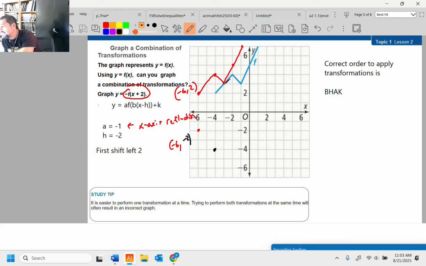This dude is at negative 3, 3. Now it's going to be at negative 3, negative 3. This guy right here is at negative 2, 5. Still going to be at negative 2, but now we're going to be at negative 2, negative 5. And then the last one I have is at negative 1, 7. Going to be at negative 1, negative 7. And then I just connect the dots.